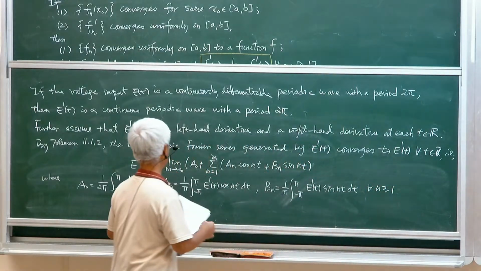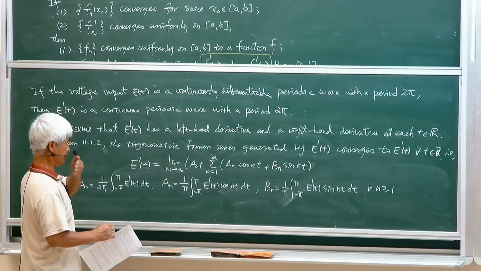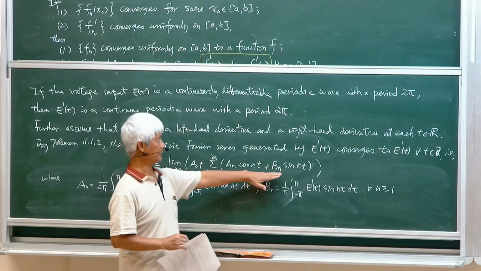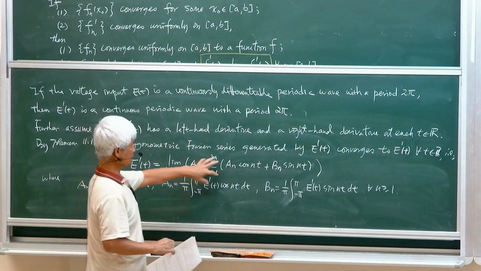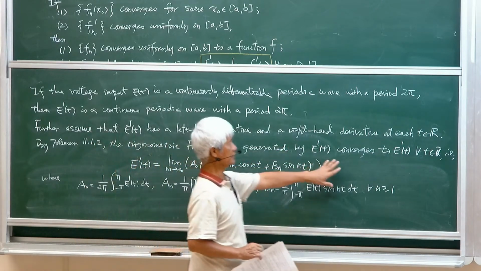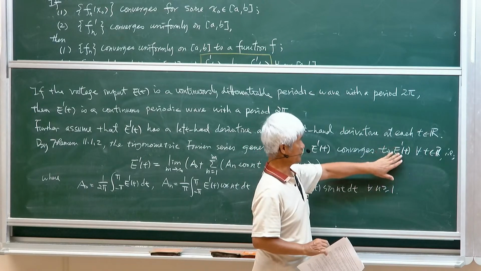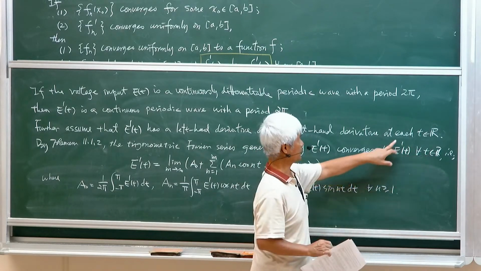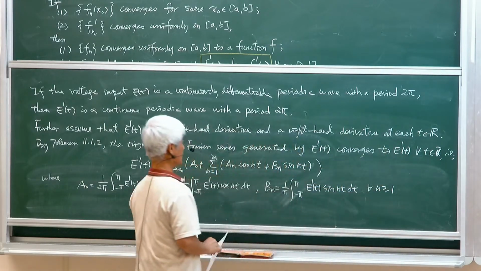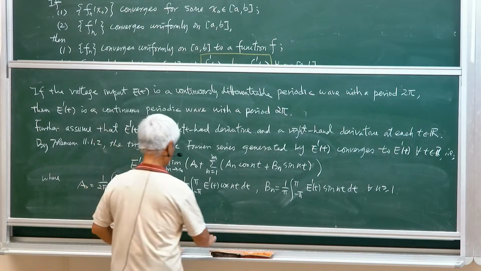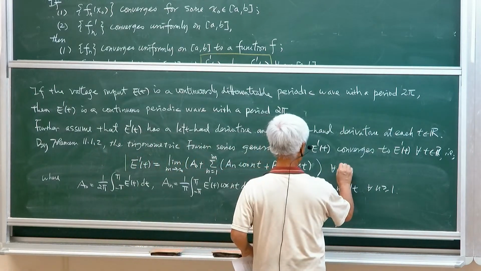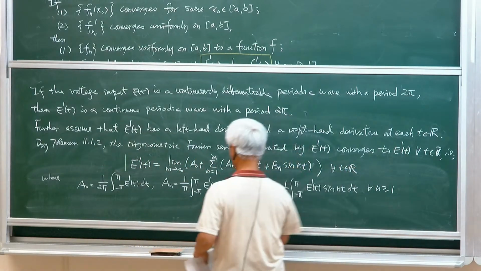Okay, so E prime is the limit of the partial sum function. The trigonometric Fourier series generated by E prime will converge to E prime of t for all t, because E prime of t is a continuous function. So by the representation theorem, this is true for all t in R.